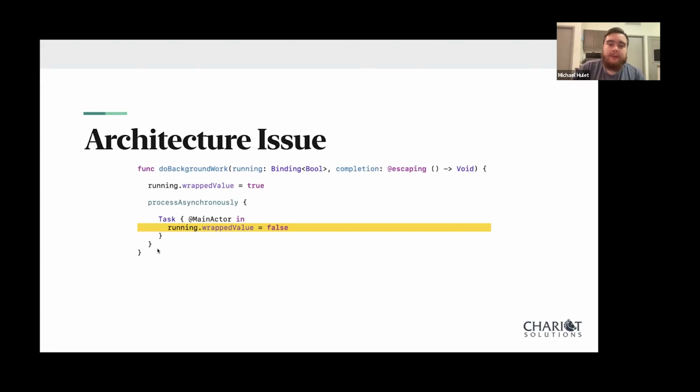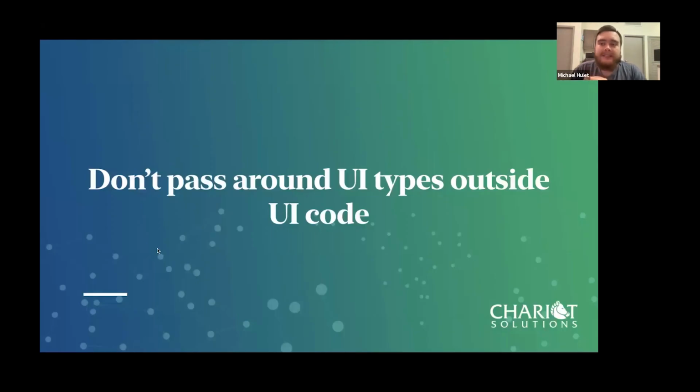So the first big lesson to take away from this is don't pass UI types around outside UI code. Things like binding should live within the view. One of the key insights when I was learning SwiftUI, it was really popular to try to shoehorn in MVVM as an architecture into SwiftUI. And over time, you start to realize it actually isn't as great of a fit as you think, because SwiftUI views are actually view models. It's just that you don't have access to the view layer in SwiftUI.